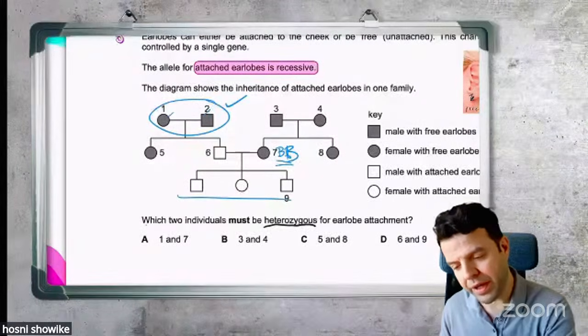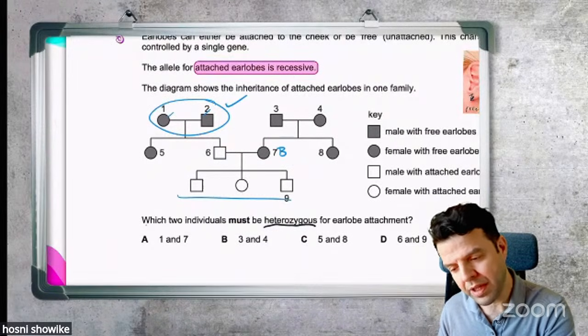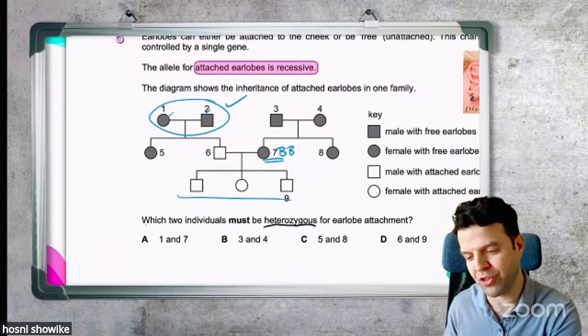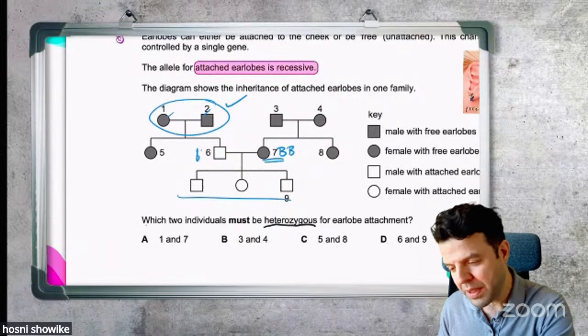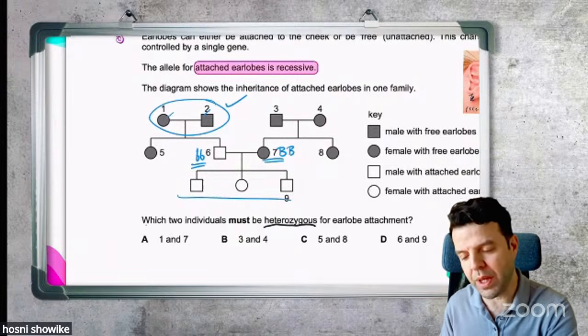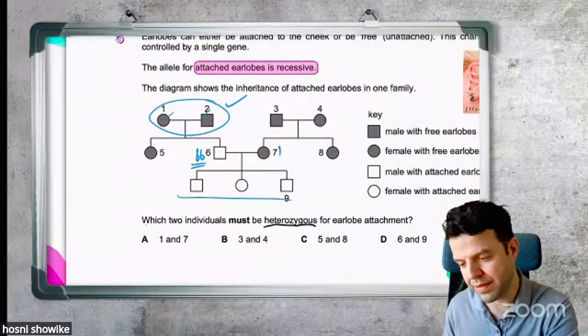And if some parent was married to recessive, if he was B capital, B capital, 7 is a she. If she was B capital, B capital, and her husband 6 was B small, he has to be B small, then every single one of them would have been free earlobes, but that's not the case. Be hetero.